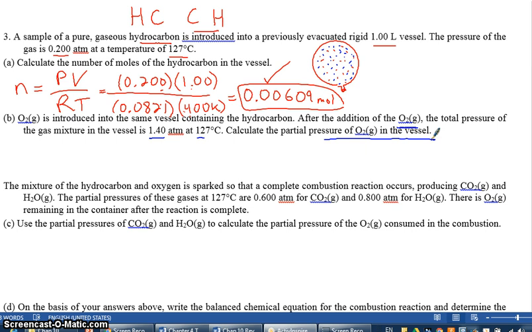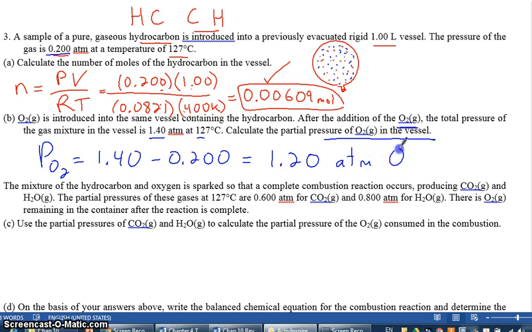So this is actually a very simple calculation. What we're saying is that the individual pressures now combine to give you the total pressure. And if you want to know the individual pressures, just take the total minus one of the pressures and you'll get the other pressure. And that's exactly what we'll do. So to get the pressure of O2, we get ourselves 1.40, which is the total pressure, minus the 0.200 of the hydrocarbon, which gives us 1.20 atm of oxygen. So also pretty simple. This is just a quick partial pressure calculation.